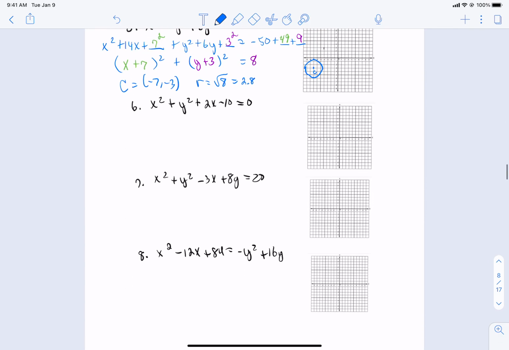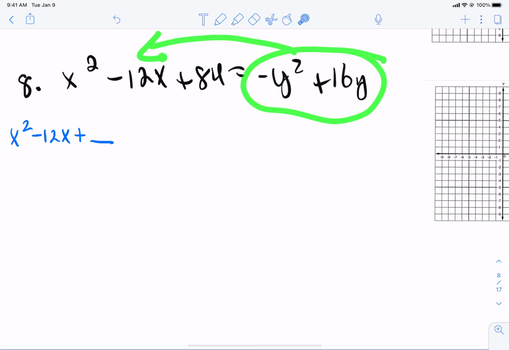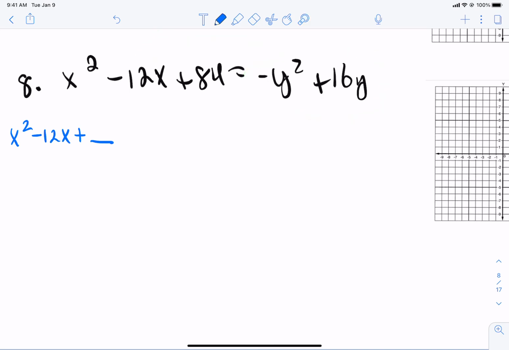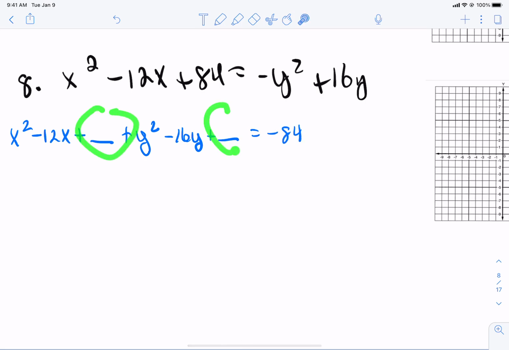Let's do one more of these. Let's do number 8 together, please. Okay, for number 8, we're going to get the x's together. So these are the x's. We're going to write them in descending order. They were kind of ready for us, plus a blank. Now we need to move our y's to the other side, so they're going to switch signs. So the negative y squared is going to become a positive y squared. Your positive 16 should become a negative 16y. We need a blank. The 84 is going to scooch over to the right and become a negative 84. I had 2 blanks on the left, so I need 2 blanks on the right.